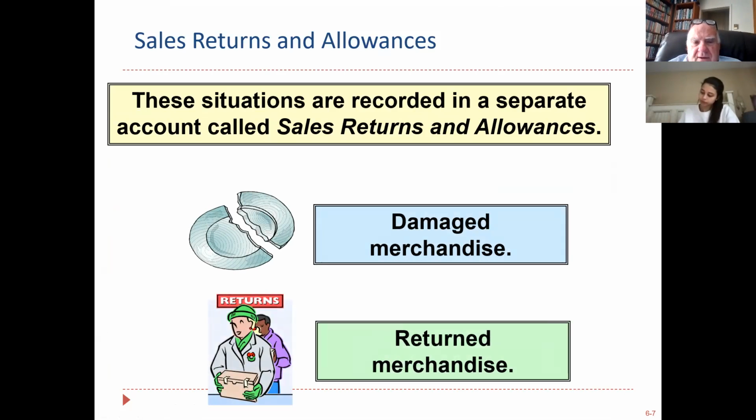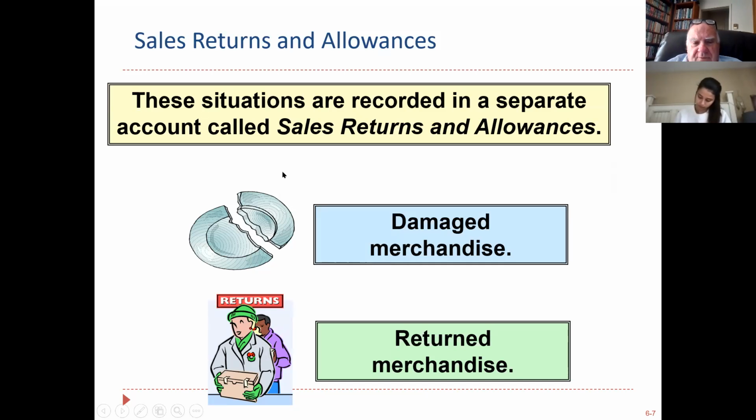Sales returns and allowances. This is another contra account. Contra sales account, because you never debit sales, never debit sales. What this is all about here: a customer returns something, and our policy is we take returns. So we have to reduce our sales, but we can't do it by debiting sales. We do it by debiting the contra account called sales returns and allowances.